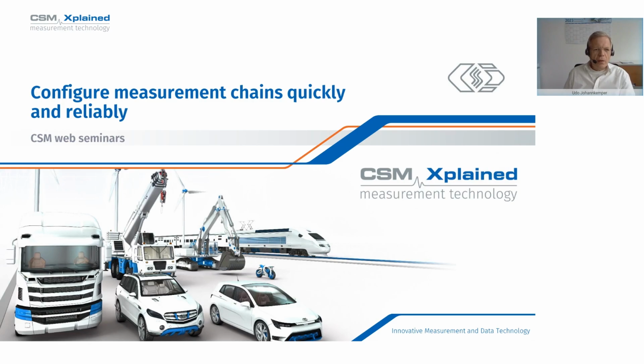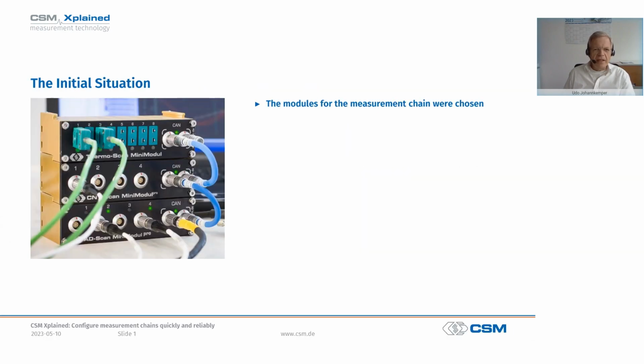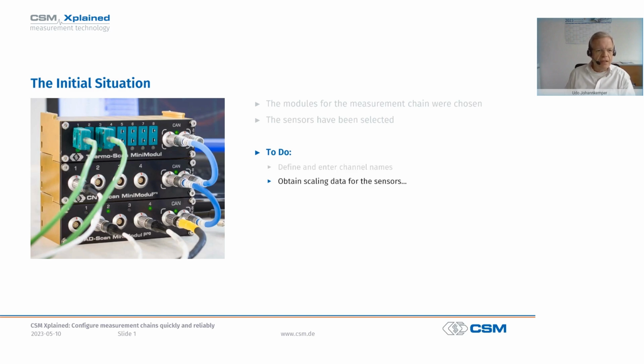As the small opening scenes already indicate, it is about the following initial situation. The module chain was chosen, the sensors have been selected, and what we have to do now is to define and determine the channel names, obtain scaling data for the sensors, pass the settings to the measurement technology and software, test the measurement setup, and document the final setup.